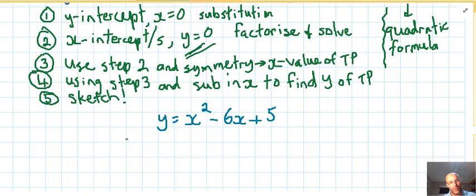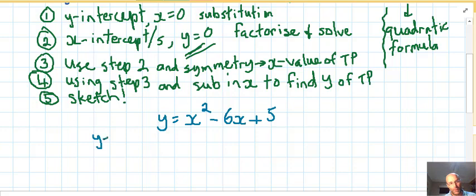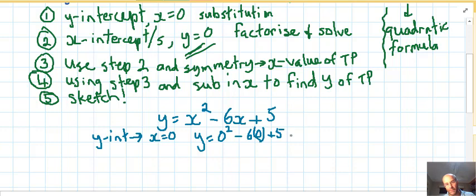So step 1, the y-intercept. Make x equal 0. So y will equal 0 squared minus 6 by 0 plus 5, which is 5. So the y-intercept is (0, 5). So there's 1 point.